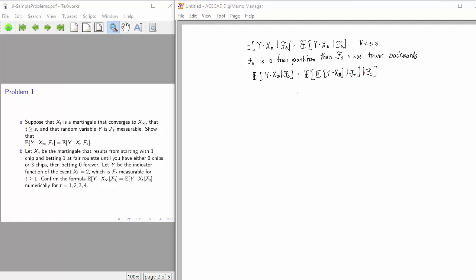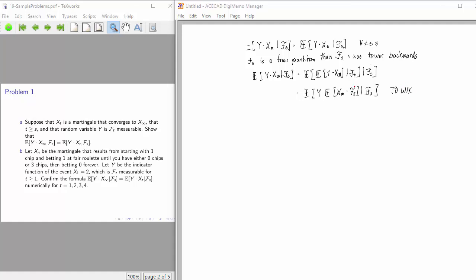What can I do now? Well, I know that y is f sub t measurable, and therefore I can take it out of the conditional expectation, leaving just the conditional expectation given f sub t there. I have simply taken out what is known.